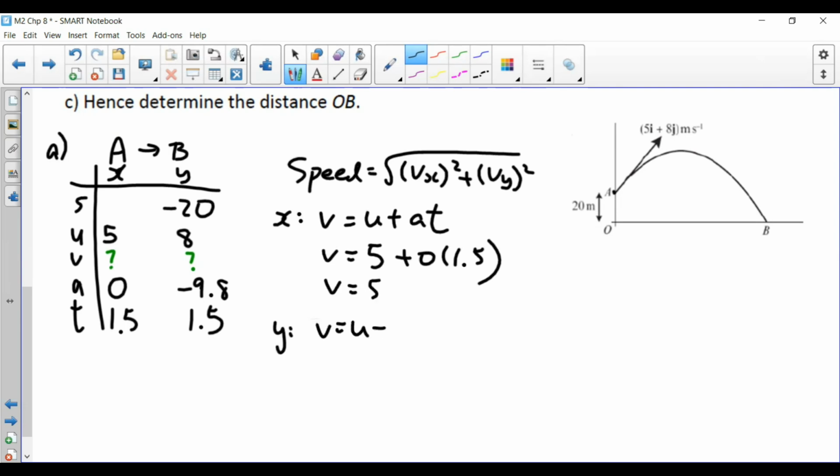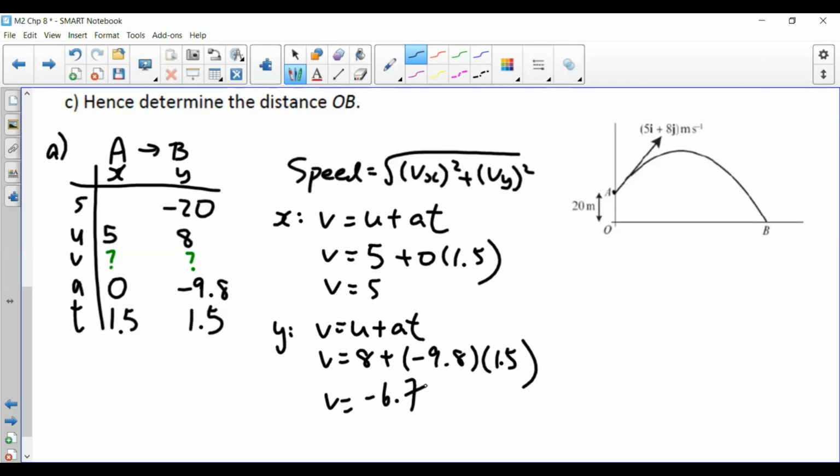V equals U plus AT again. So V equals 8 plus -9.8 times 1.5. Put it in a calculator. That should give you, I can't read my writing. Let me put it in a calculator. Yes, it's -6.7. I'm sorry, I couldn't read my writing.